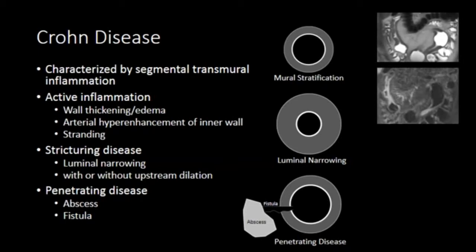Penetrating disease is the most severe form of Crohn's disease. In penetrating disease, we tend to see abscess formation, or what is now often referred to as an inflammatory mass, and we can also see the formation of fistula. Fistula can be between loops of small bowel, between small bowel and colon, between colon and the vagina or the bladder, or between small bowel and the vagina or the bladder.